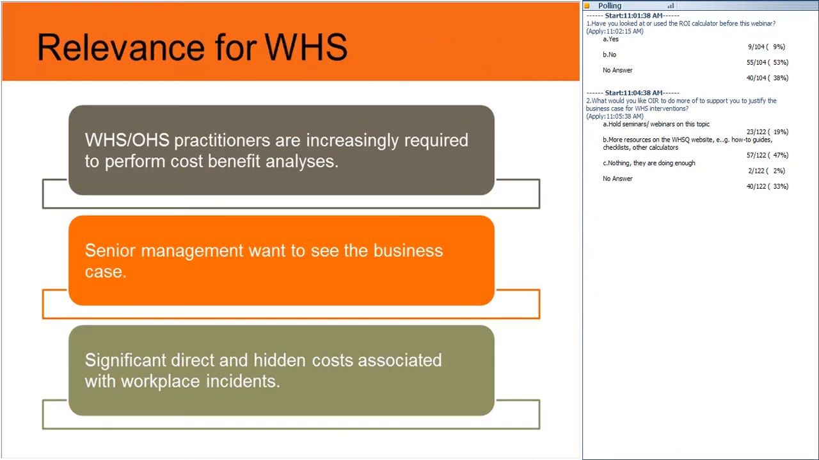And so most of you would agree that health and safety practitioners are increasingly required to perform cost-benefit analyses or justify the investment to senior management. However, the true cost is often not taken into account. So just in Queensland alone, it's estimated that $5.8 billion is attributed to the total economic burden of work-related injury and illnesses. And so it is a significant direct and indirect cost associated with workplace incidents.